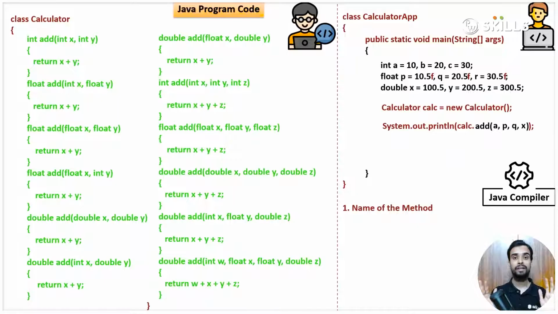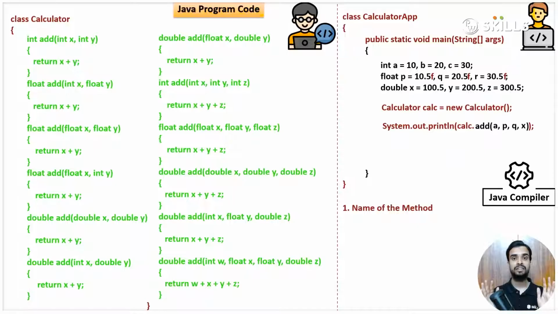Immediately, the compiler is going to be flabbergasted. He's going to be scared. Hey, how can I give the control to 12 different add methods for one method call? It is a rule in programming. For one method call, only one method body must be bound. Immediately, the compiler would run back and come back to the main method. It would come back to the statement where the add method has been called.